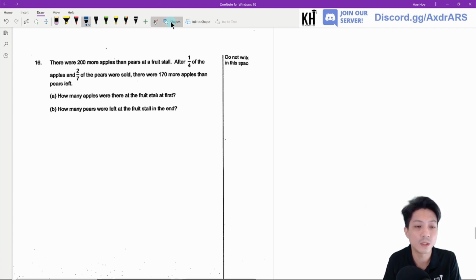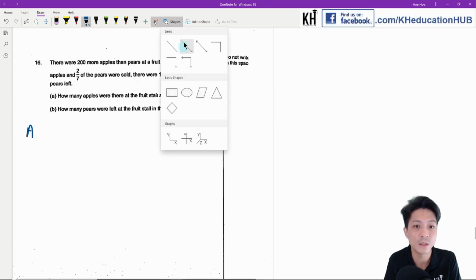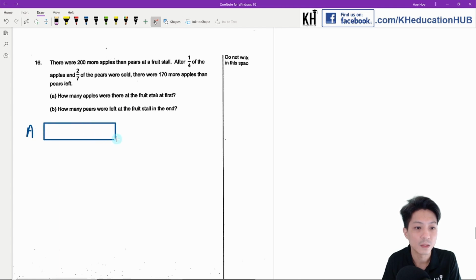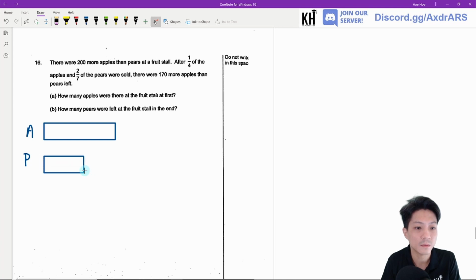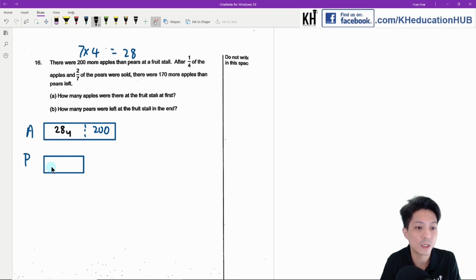Okay, so for this type of question, if you were to draw a model, apples will be longer, and pears will be a smaller block, and this part here would be the 200. I'm going to find the LCM of 4 and 7. So 7 times 4 is equal to 28. So I'm going to let the equal block be 28 units and 28 units.